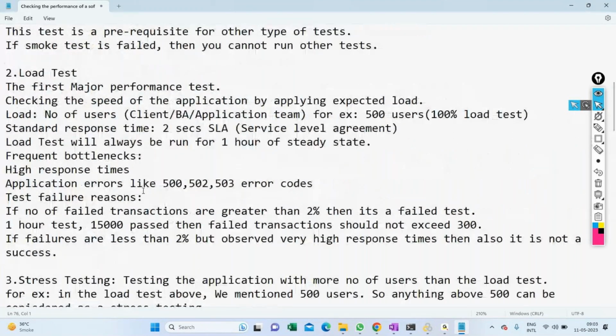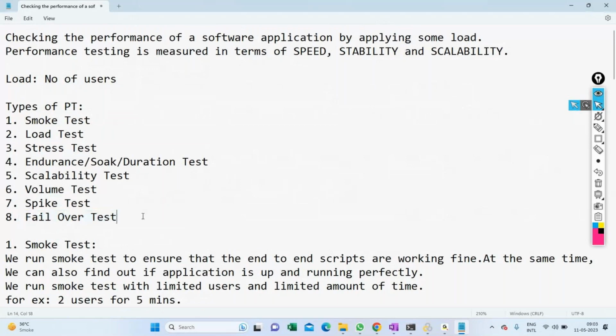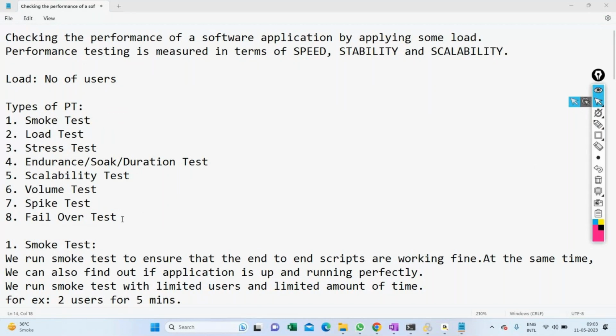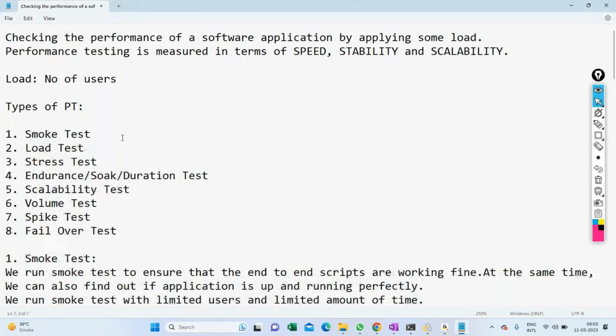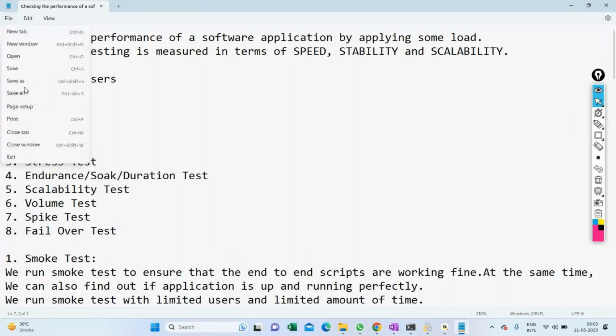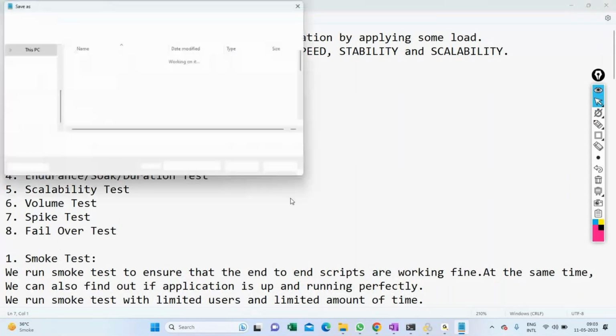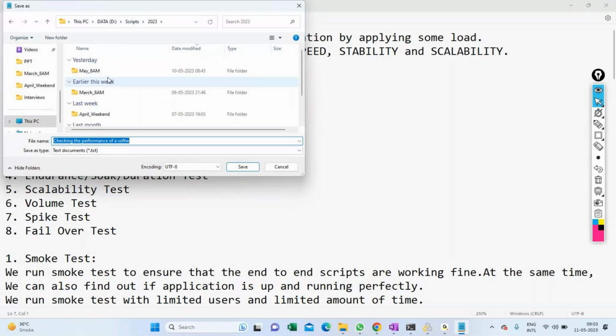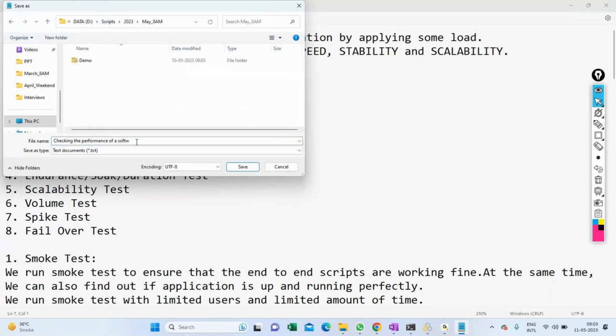Okay, failover test we'll discuss tomorrow because there is a dependency. I have to draw a diagram and explain failover test, what happens, and how we should work with the development team and all those things. So these are the different types of performance testing, guys. I'm going to share this document with you also, so that you can use it as a reference in future. Types of performance testing. Okay.